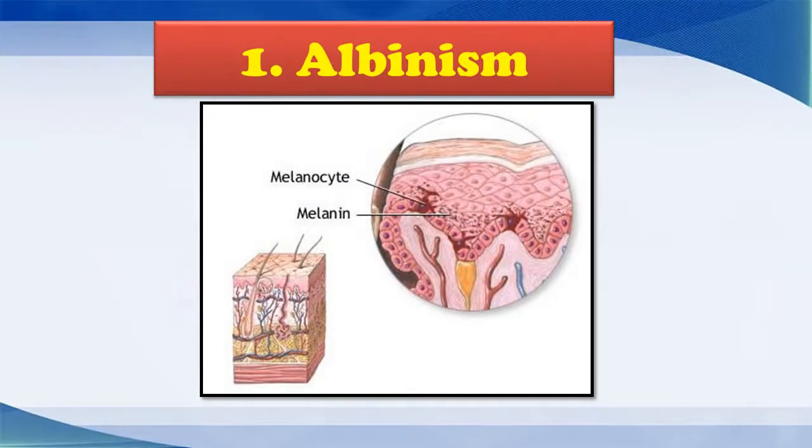So here the pigment melanin is there, and melanocytes are the cells which produce the pigment melanin, and in the disease albinism the production of the melanin is not proper.